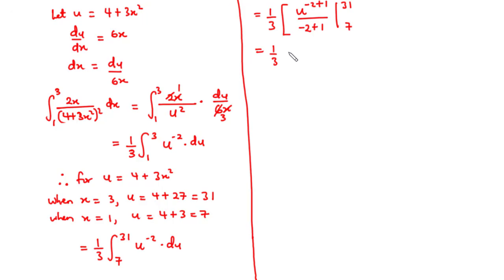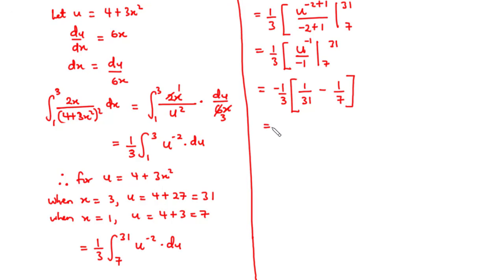So 1 over 3 into brackets, negative 2 plus 1 is negative 1. So u to the power negative 1 divided by negative 1, from 7 to 31. Now we can multiply negative 1 by 1 over 3. So we have negative 1 over 3 on the outside. And then we plug in the values of the upper and the lower limits. So we have u to the power negative 1 is the same as 1 over u. So we are going to have 1 over 31 minus 1 over 7.